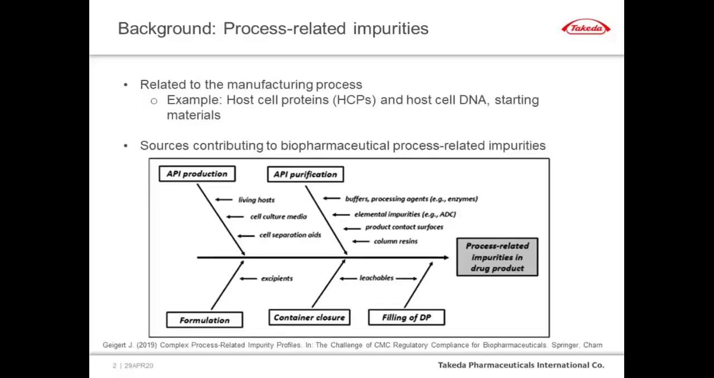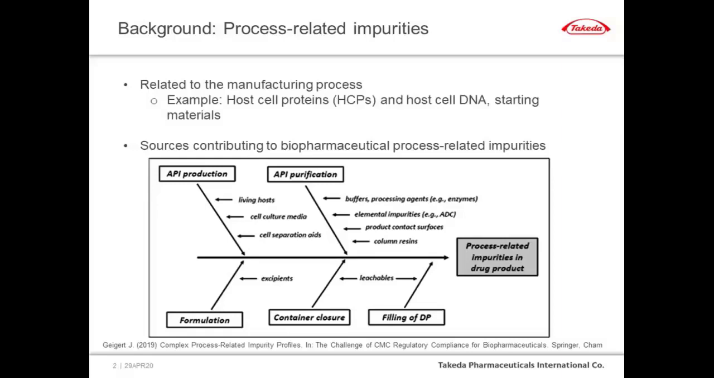Let's start with the background information. What are the process-related impurities? These are types of impurities that are derived from the manufacturing process, or cell culturing or downstream processing. For example, again, I will be mentioning host cell proteins, but it could be host cell DNA, media components. This diagram that you see on the screen better explains the process-related impurities and their sources for biopharmaceutical product development.